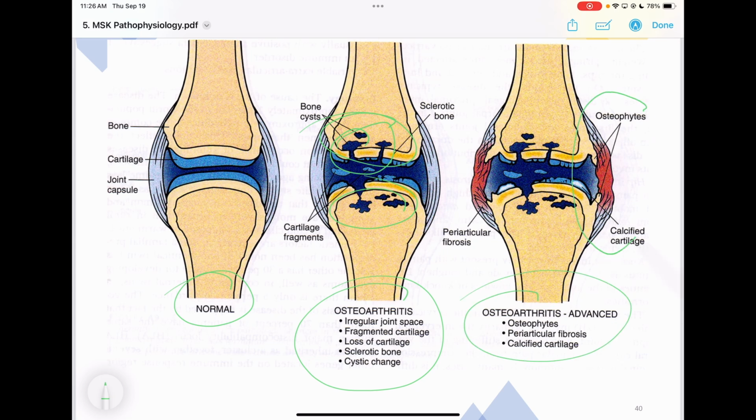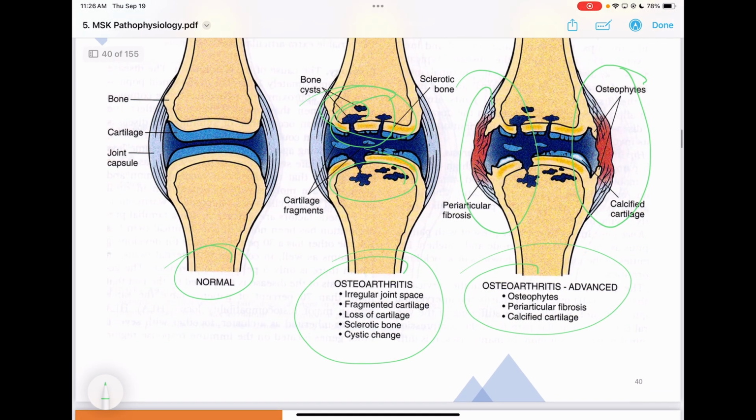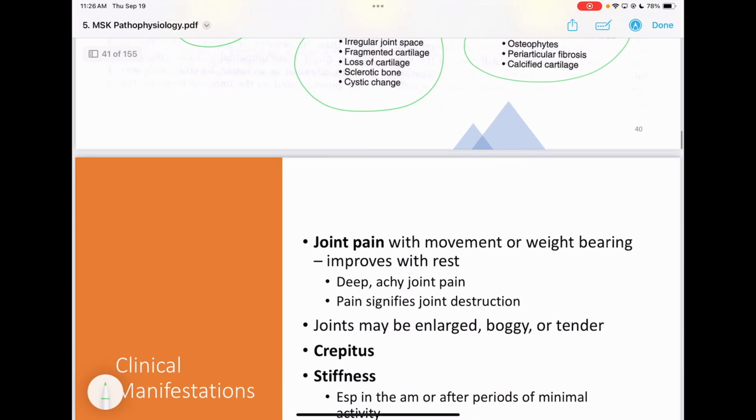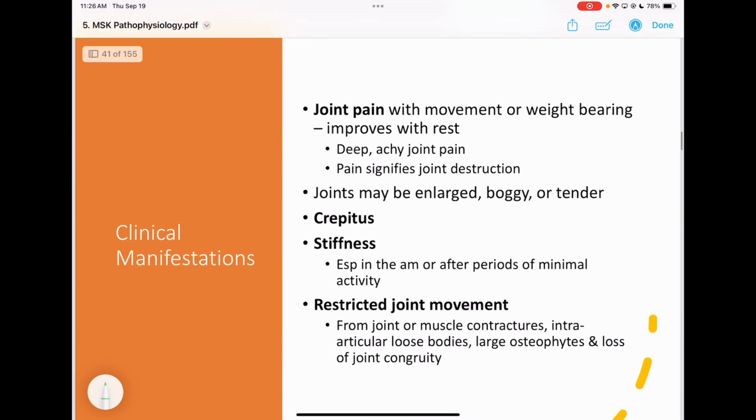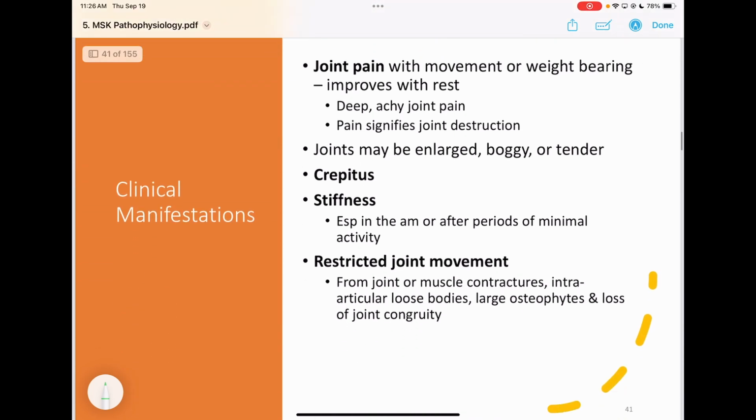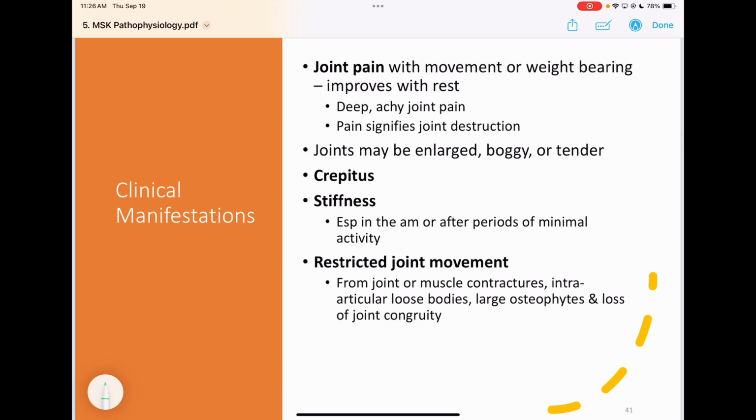We get osteophytes. So whenever you see osteophytes, think of osteoarthritis. They usually go together. So it's replacing that tissue with these osteophytes, which don't have the same properties as normal cartilage does, and it causes more pain. So clinical manifestations, obviously joint pain with movement or weight bearing, improves with rest.